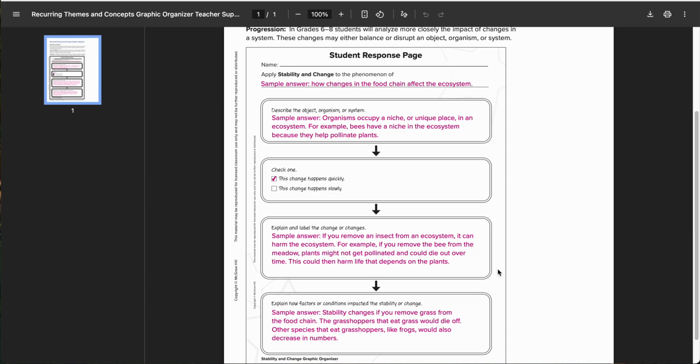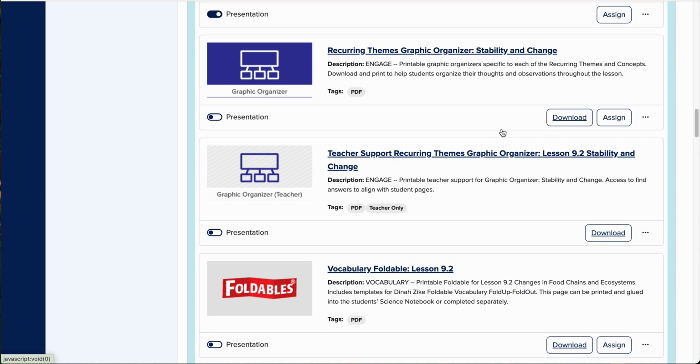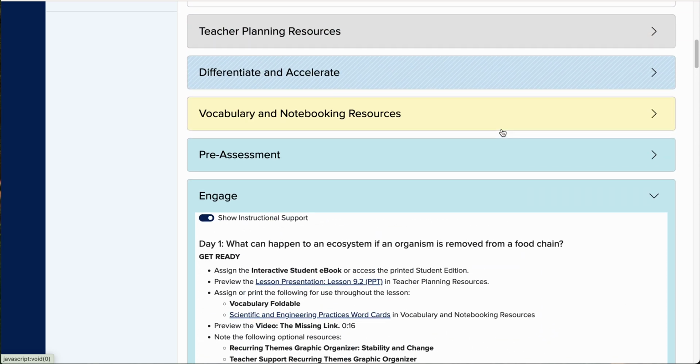When it comes to timing for this kind of thing, I do recognize that the resource is in the Engage blade, and then the support that they would need is in the Explain blade. So I think the best time to offer this lesson about the recurring theme and concept would be in the Explain or Elaborate phase of your lesson. So think about how you could use these resources and intentionally incorporate them into your lessons. And you know where to go if you have questions or need support.